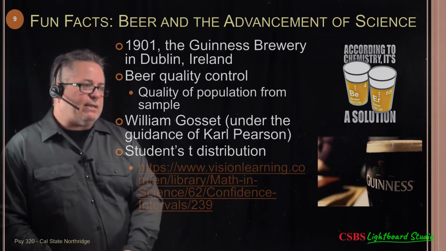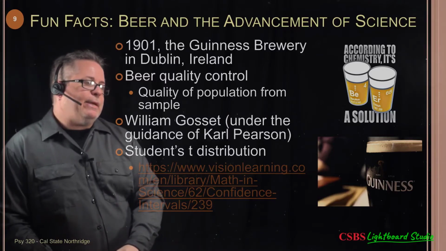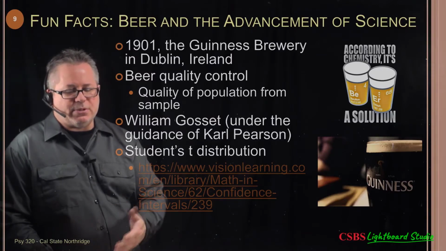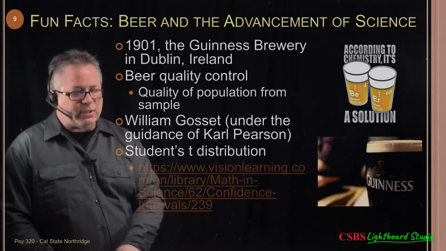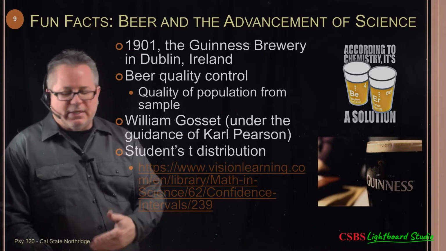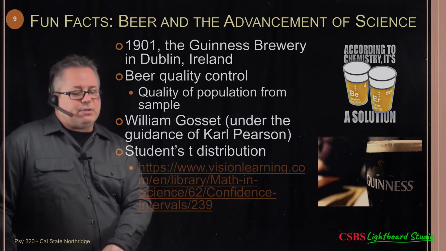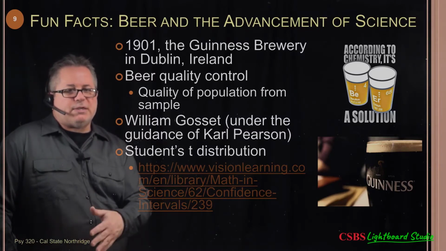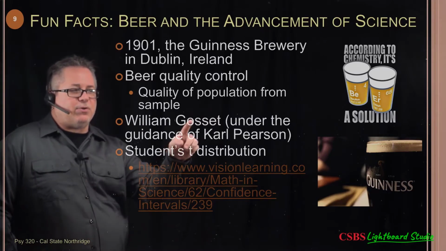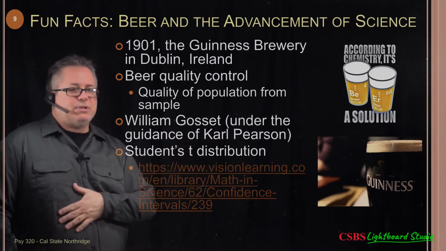A man named William Gossett was working for Guinness. He was either the brewmaster or assistant brewmaster or something like that. He started working with Karl Pearson, who is the Pearson of Pearson correlation, which we'll talk about more later on. Under his guidance, Gossett developed something called a t-distribution, an adjusted distribution that adjusts for the size of the sample and some other things. What makes this interesting is that it's not called Gossett's t. It's usually referred to as the Student's t-distribution.